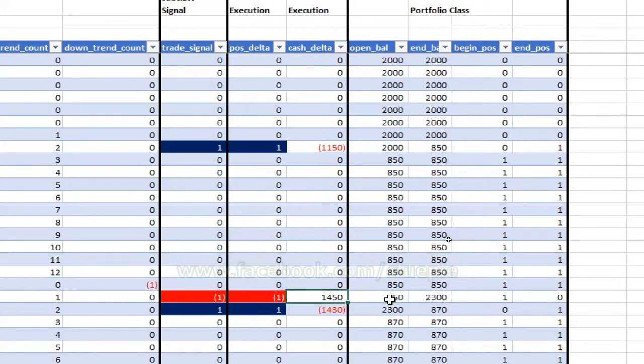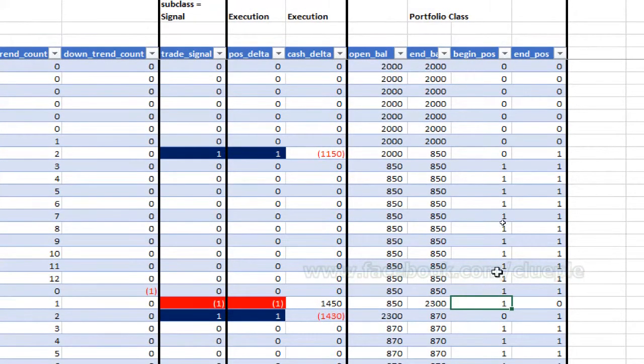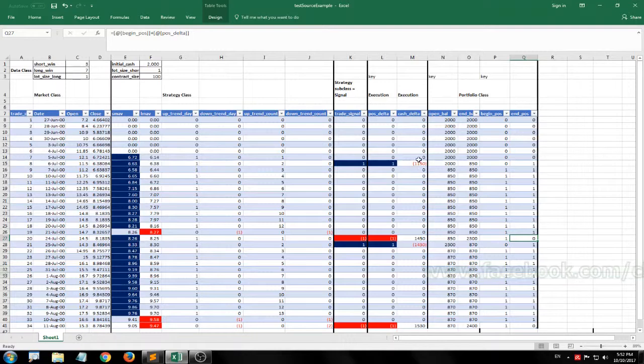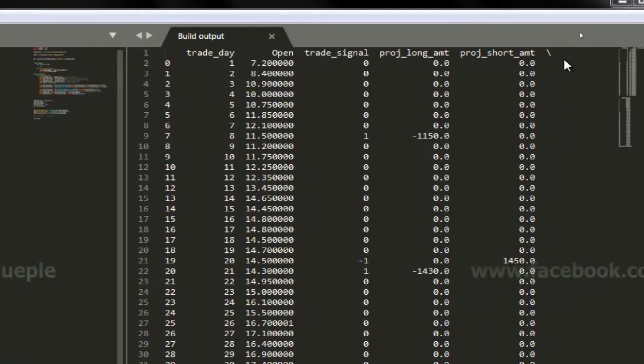So after I sell 100 shares at 14.5, I get 1,450 more. So 850 plus 1,450 equals 2,300. At the beginning of the day, I have one lot of shares, 100 shares, and after I sold it, I have 0. It's very easy in Excel, but I can't do it in my Python script.